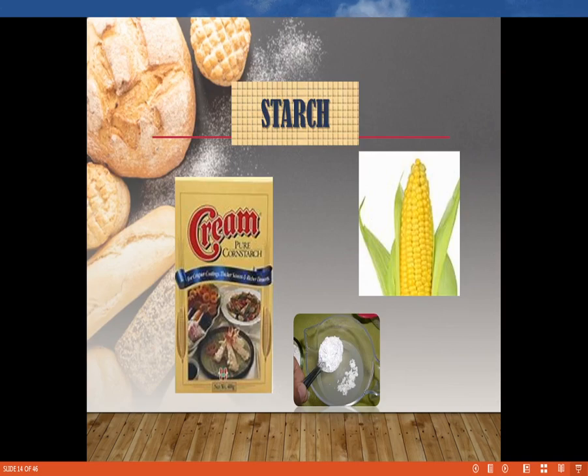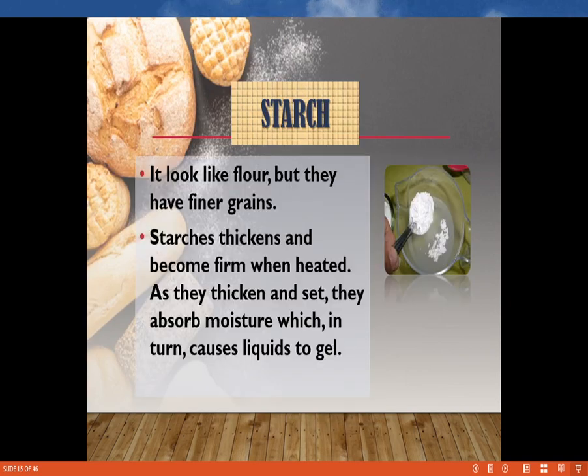Next is starch. It looks like flour, but it has finer grains. Starches thicken and become firm when heated. As they thicken and set, they absorb moisture, which in turn causes liquids to gel.